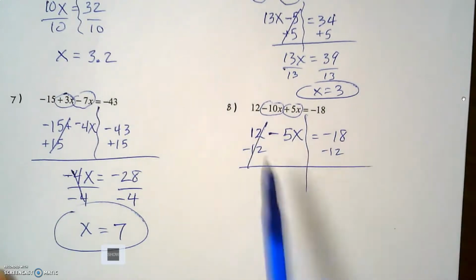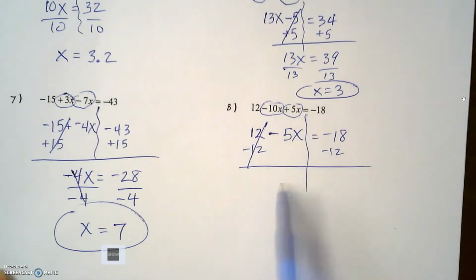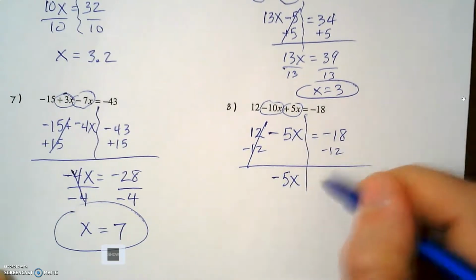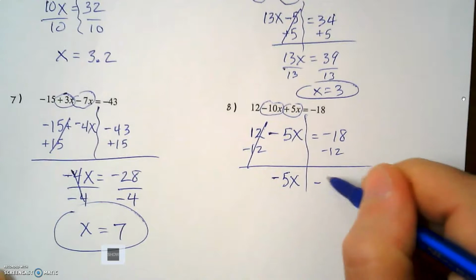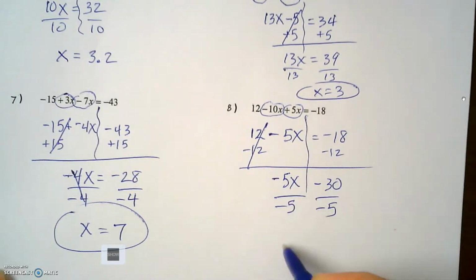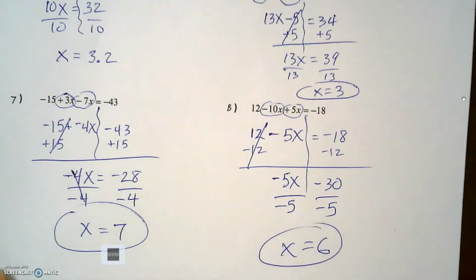The 12s cancel. See that negative? It travels with the 5. A very common mistake is leaving that up in the problem. When I combine over here, I get negative 30. So when I divide by negative 5 on both sides, I get 6.